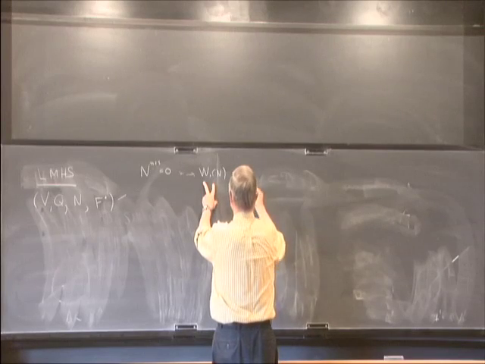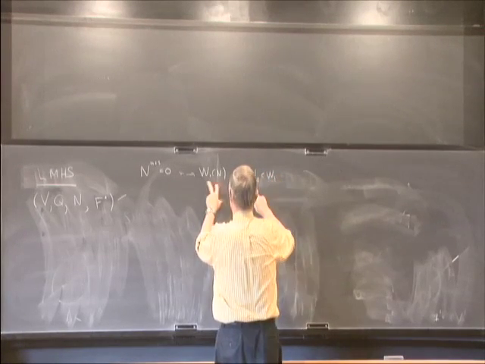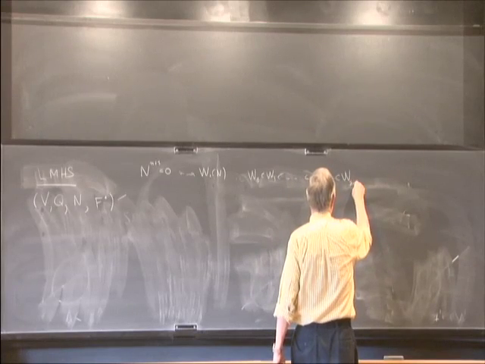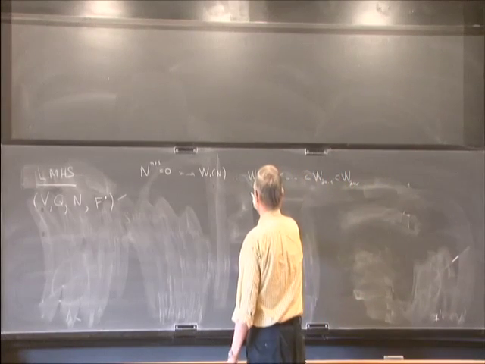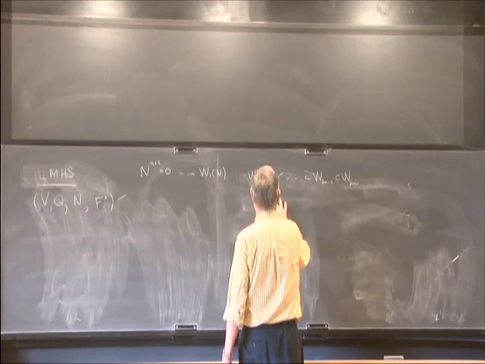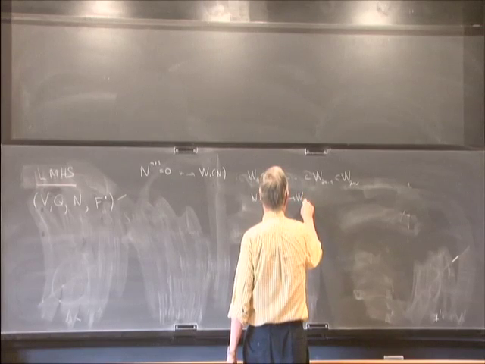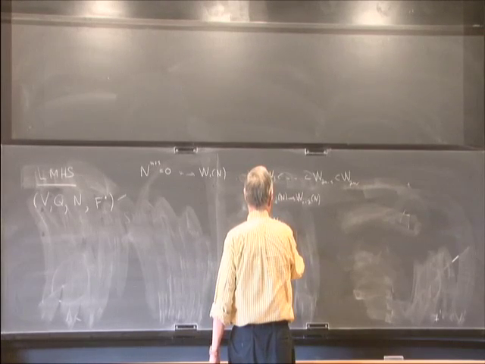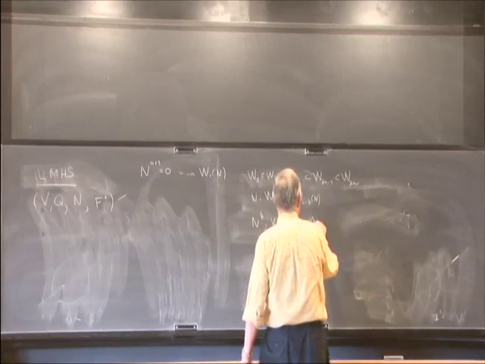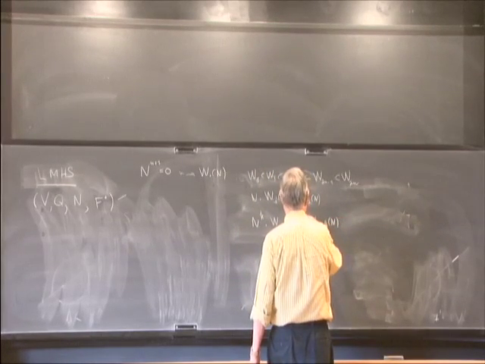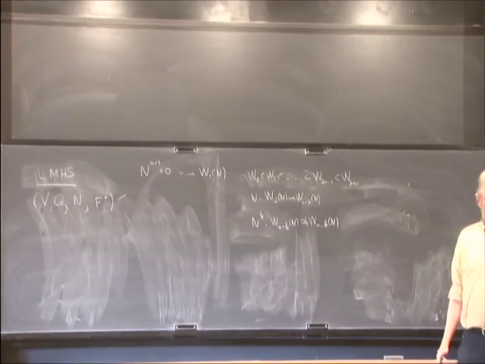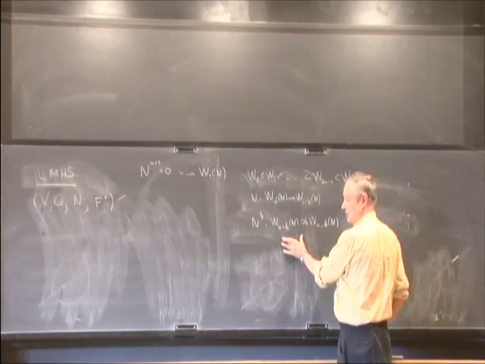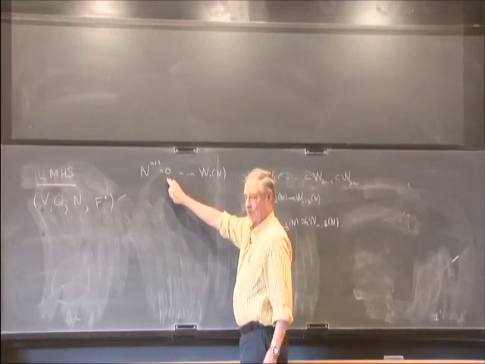The weight filtration is the unique filtration such that N shifts the weight down by 2, and such that the kth power from weight n plus k to n minus k is an isomorphism. It's like in the Lefschetz theorem, except that the L's are going in the opposite direction. So that's the monodromy weight filtration associated to a nilpotent transformation.